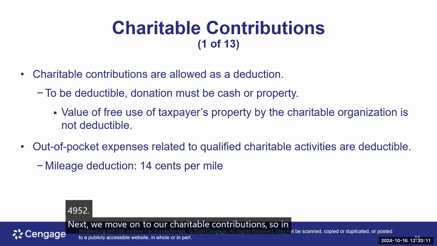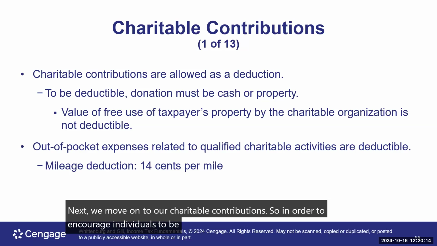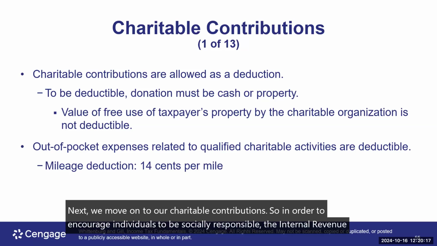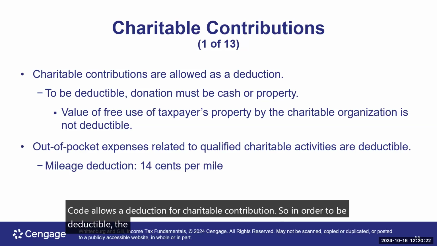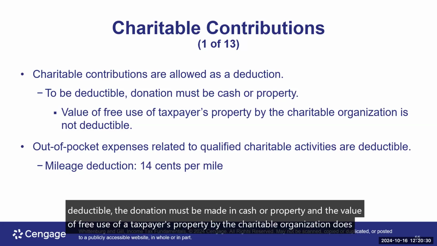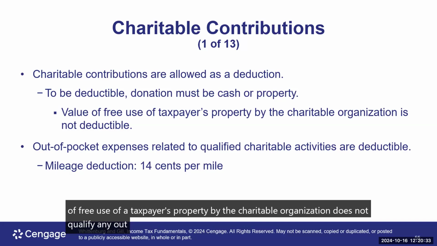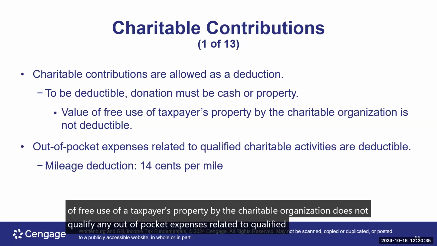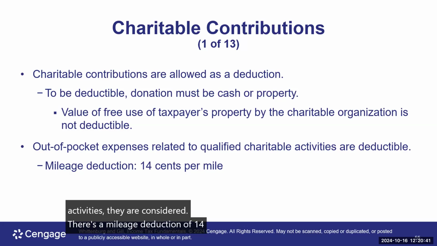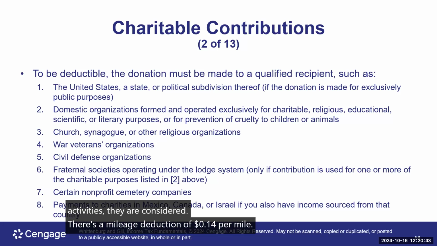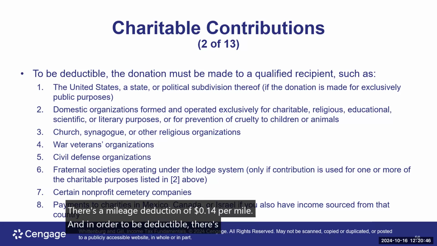Next, we move on to charitable contributions. In order to encourage individuals to be socially responsible, the Internal Revenue Code allows a deduction for charitable contributions. To be deductible, the donation must be made in cash or property, and the value of free use of a taxpayer's property by the charitable organization does not qualify. Any out-of-pocket expenses related to qualified charitable activities are considered deductible. There's a mileage deduction of 14 cents per mile. And to be deductible, there's a very strict list of what qualifies and what does not.